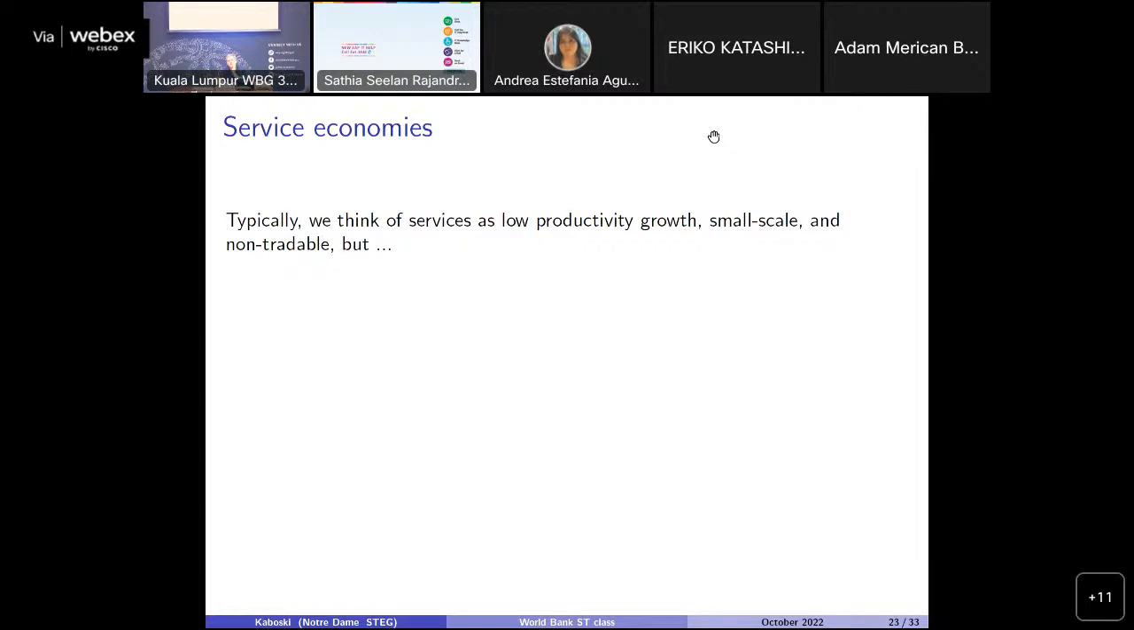Okay, service economies. Typically, I call it a service economy, but in the United States, about 85% of value added is produced by services. So earlier today, I talked about asymptotically the model producing everything in services. The US is getting not too far from something like that. Typically, we think of services as having a few characteristics: low productivity growth, smaller scale than manufacturing, non-tradable. These have all come up over the course of the past two days. But that kind of exaggerates things.